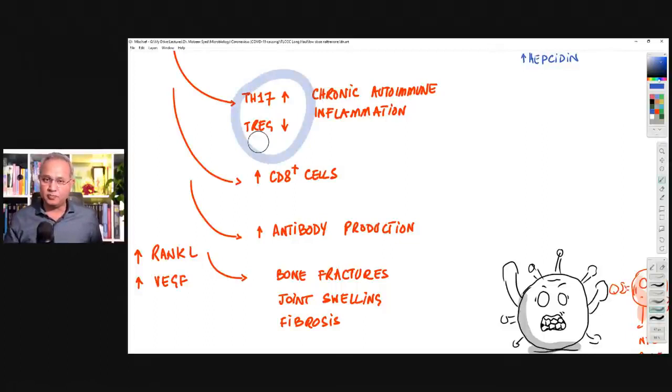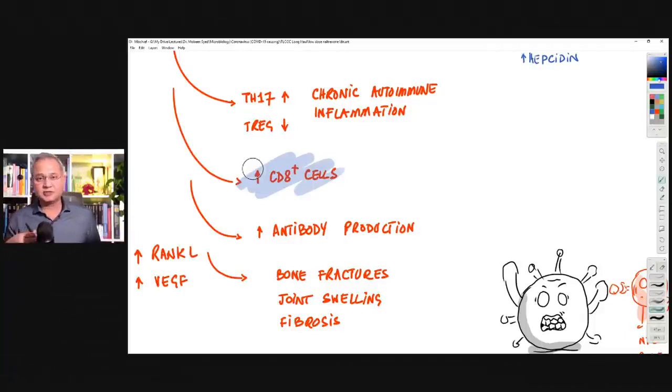And if you create an abnormality between these cells, if you cause an imbalance between them, what would happen? The immune system will become dysregulated. It will forget how to stop. And that would create a cycle of chronic disease. CD8 cells will increase under the influence of interleukin 6. CD8 cells, or cytotoxic cells or killer T cells, their function is to kill other cells which are infected or which are cancerous. So if you increase those cells, the damage would increase.